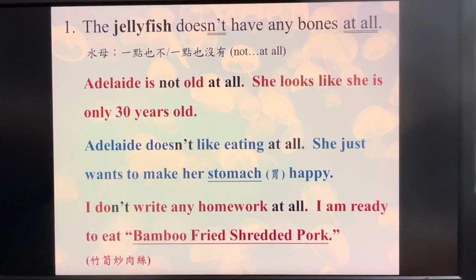I don't write any homework at all. I am ready to eat bamboo fried shredded pork. Okay, I write 动词 but you don't use does. You use do here to help write. Here you use does because of Adelaide. 一个人，一个男生，一个女生，或一个没有生命的东西。Here you have I, you have to use another helping verb, do. Okay, bamboo fried shredded pork, not yummy at all.